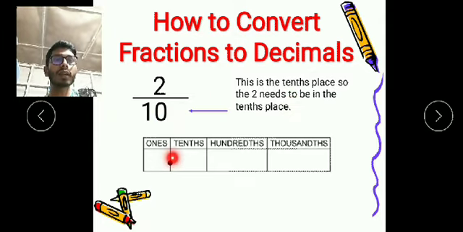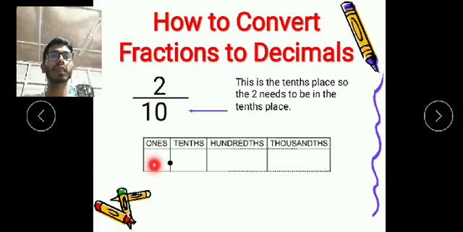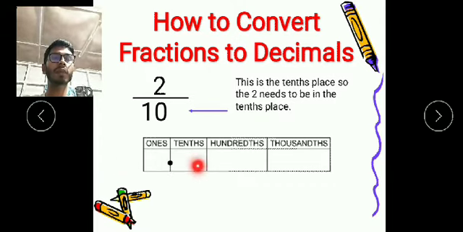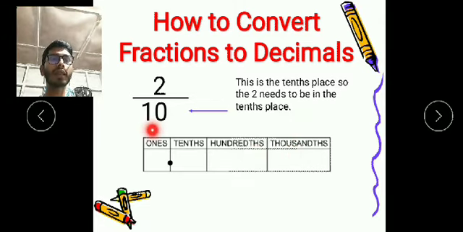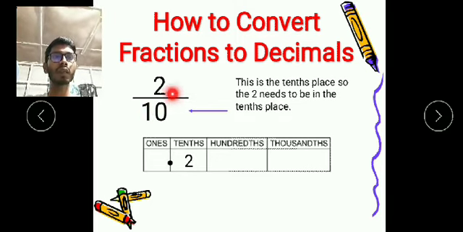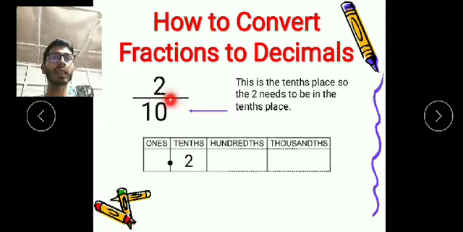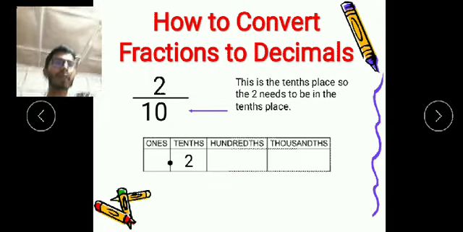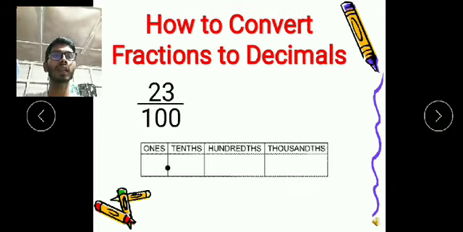Now see here. This is the decimal point. On the left hand side of the point are ones, tens, 100, 1000. And on the right hand side of this point are 10ths, 100ths and 1000ths. Now the denominator is 10, meaning the 10th place. So this 2 will come in the 10th place. If it is 100, this 2 will come in the 100th place. So the answer is 0.2.